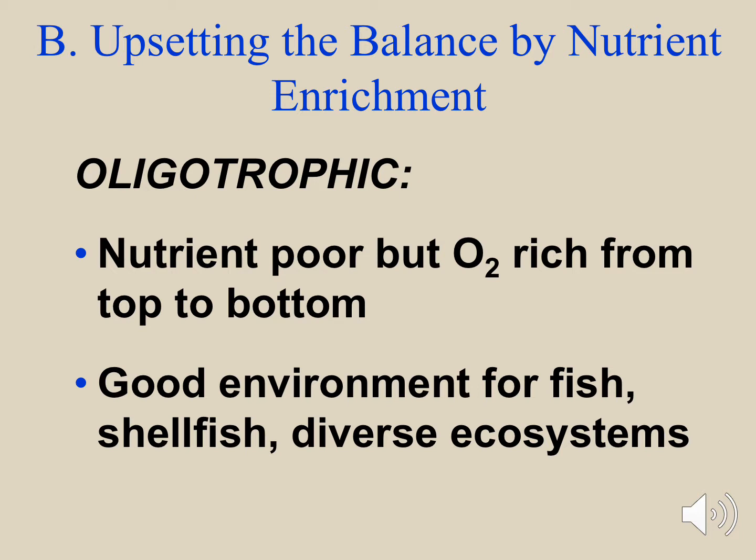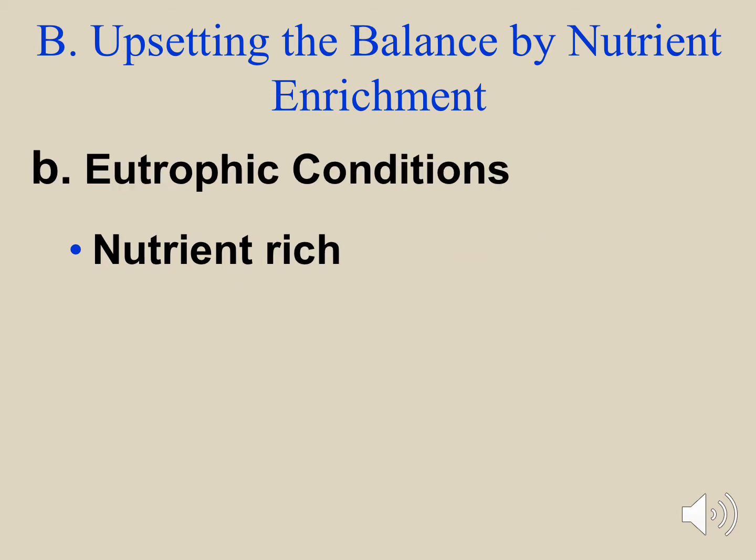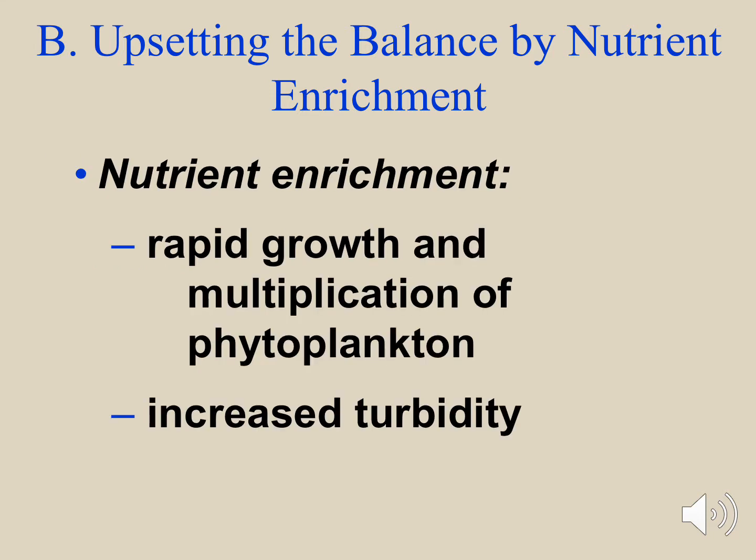Now, if we go from nutrient-poor conditions, which are oligotrophic conditions, to nutrient-rich conditions, we call them eutrophic conditions, nutrient enrichment, eutrophication. So with eutrophic conditions, we're talking about nutrient-rich conditions. We get a rapid growth and multiplication of phytoplankton. When we add nutrients such as nitrogen and/or phosphorus to the water body, all of a sudden phytoplankton aren't limited in growth. They have all the nitrogen and phosphorus they need, and they just rapidly multiply.